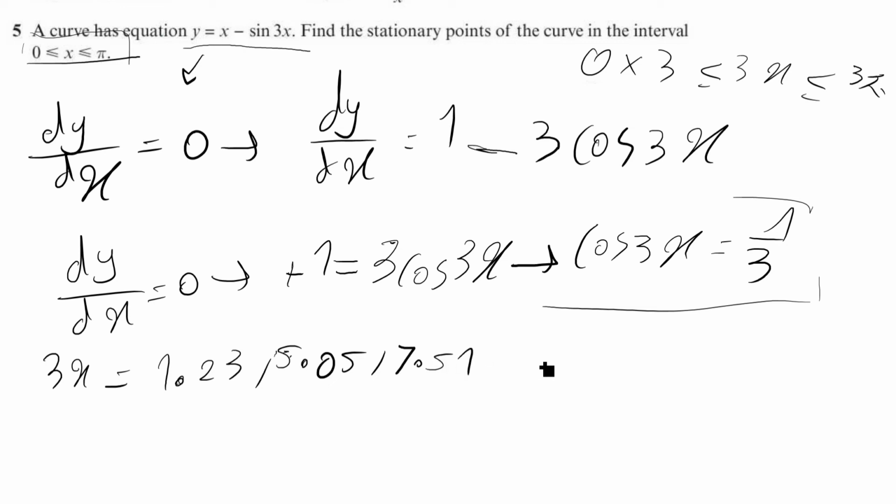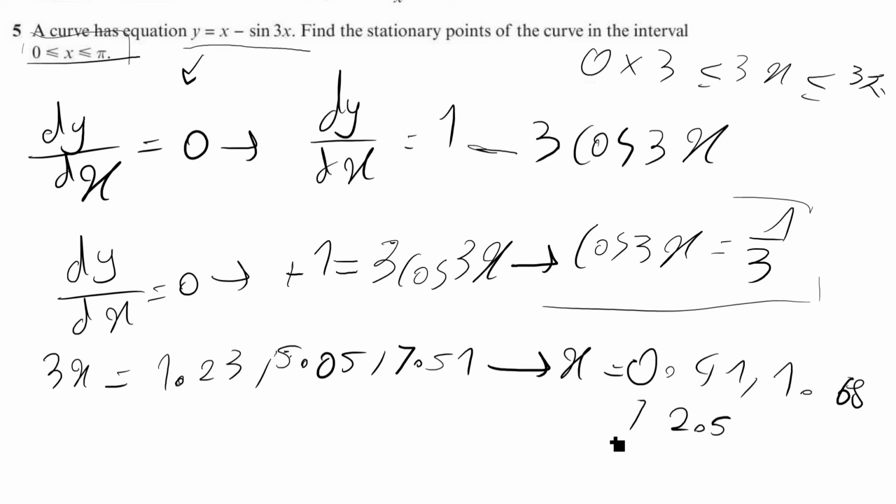and 7.51, and then divide them by 3. So the answers are going to be 0.41, 1.68, and 2.5. Okay, these are your x values, and the last step is just plugging each of these x values into the main equation in order to get the y values, so that you'll have your coordinates. So 0.4 for the first point, 1.68, and also 2.5.